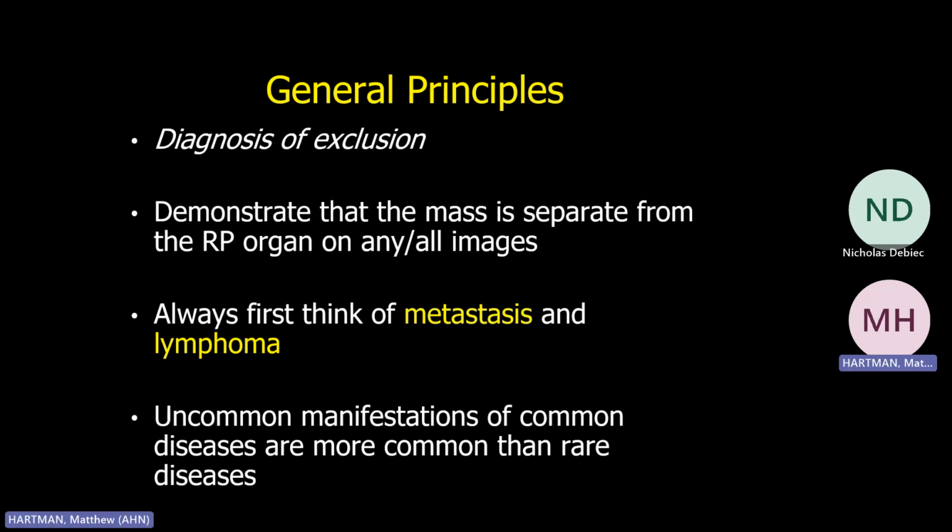And if you remember one thing, every differential, mesenchymal. So if you're trying to come up with a differential for any of these cases, think mesenchymal and you'll probably be right. Remembering that an uncommon manifestation of a common disease is more common than a rare disease. Mets and lymphoma occur commonly. You will see these much more often than a rare tumor such as a malignant fibrous histiocytoma.